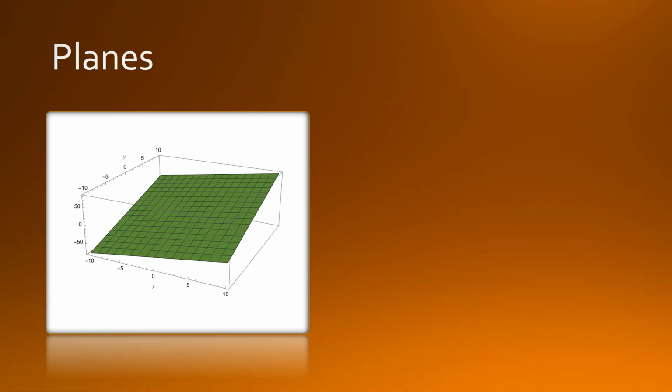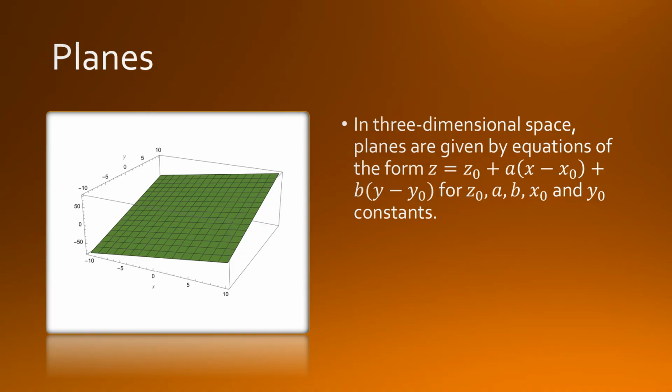Now, a few things that show up a lot in this course. One of them are planes. So in three-dimensional space, planes are given by equations that look in this form. It almost looks like if you got rid of the b times y minus y0, this would look like a line. But in 3-space, this is actually a plane.